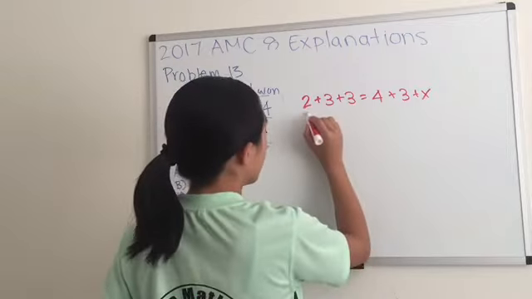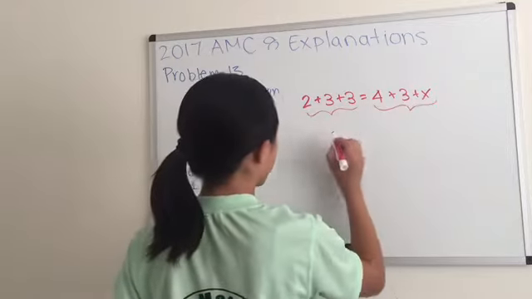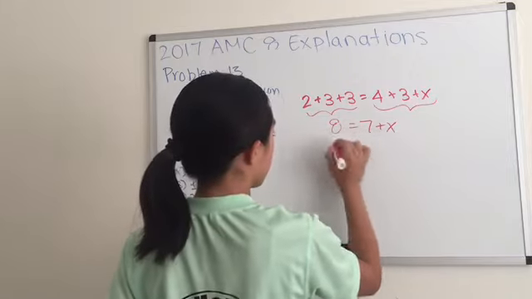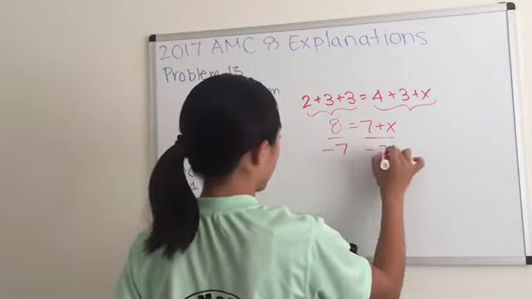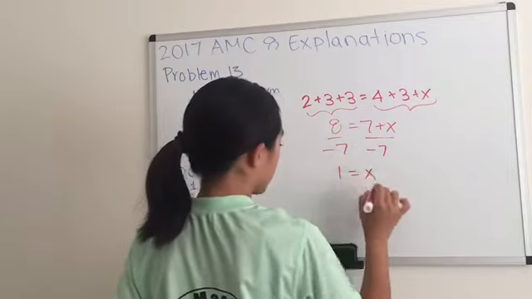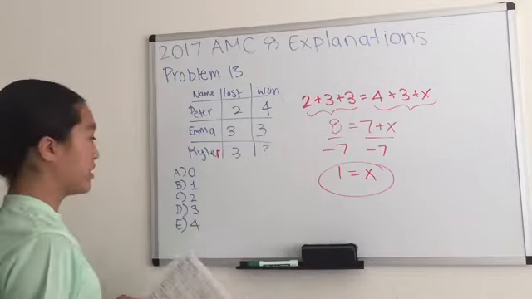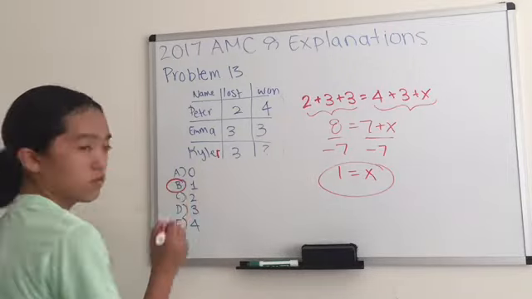And then, if we solve this, we get 8 equals 7 plus x. And if you subtract 7 from each side, you get x equals 1, which means that Kyler only won 1 game. So that means the answer is B, 1.